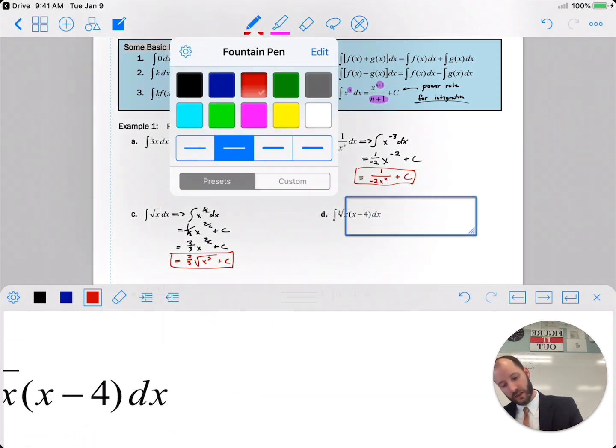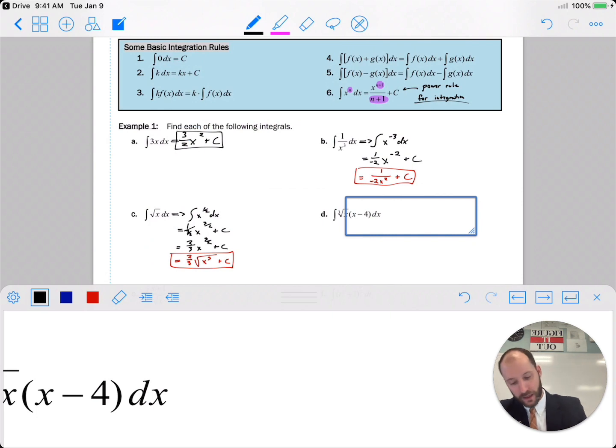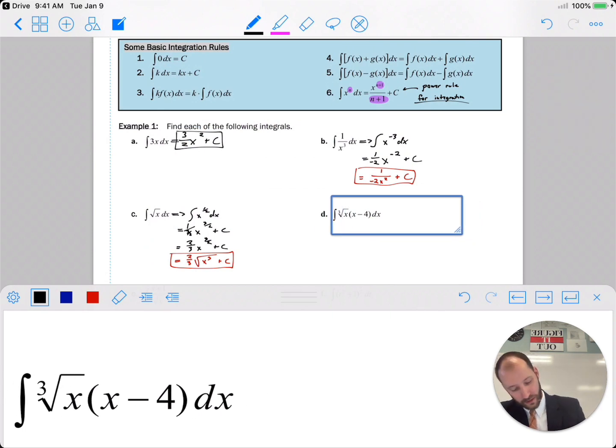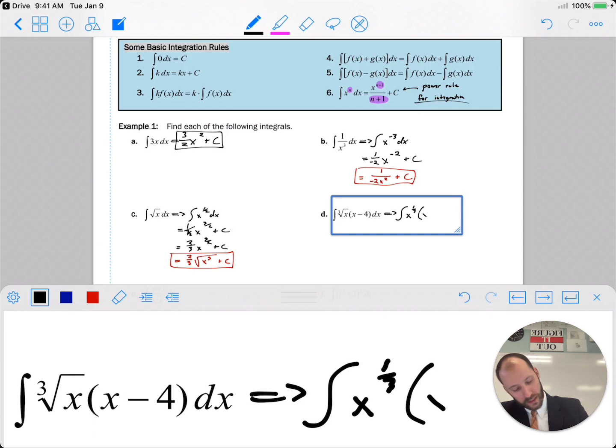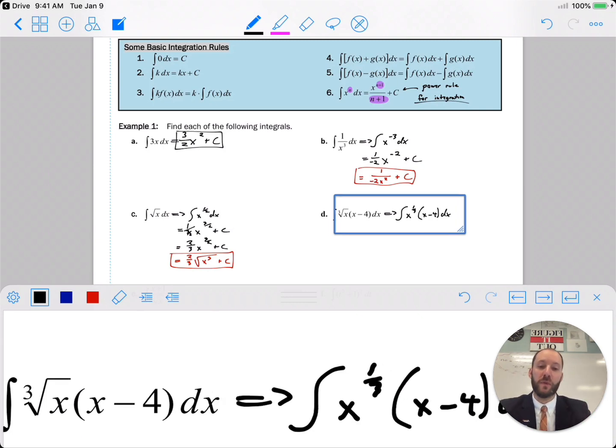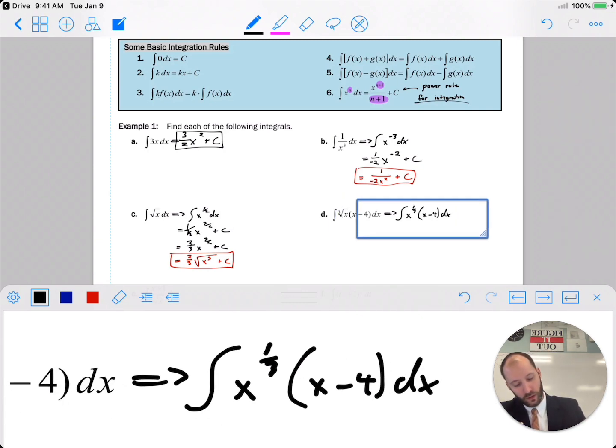Example D. Again, not a bad idea to do a rewrite. So let's take that cube root, make it x to the 1/3, quantity x minus 4 dx, and then distribute your x to the 1/3 in.